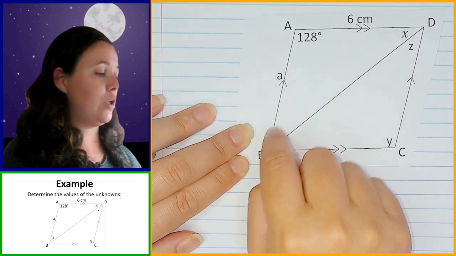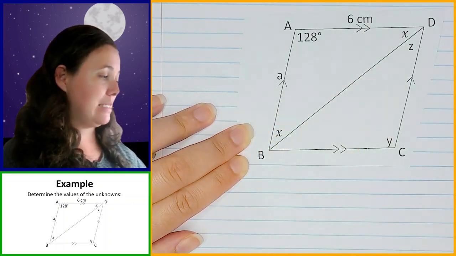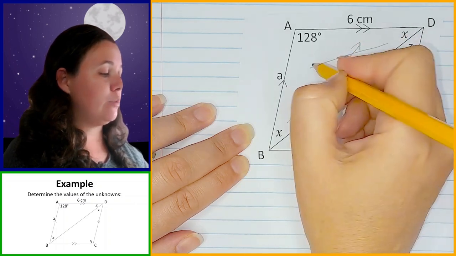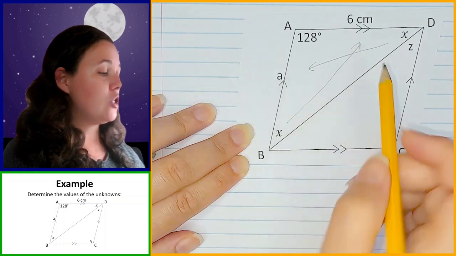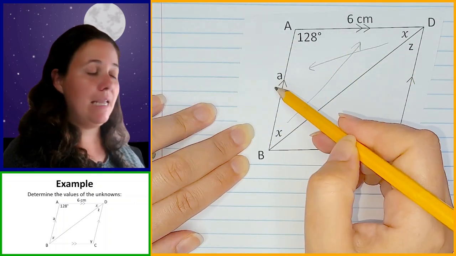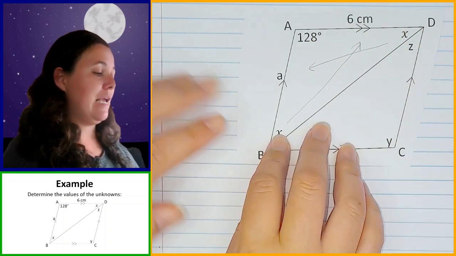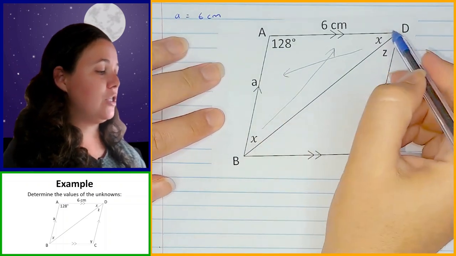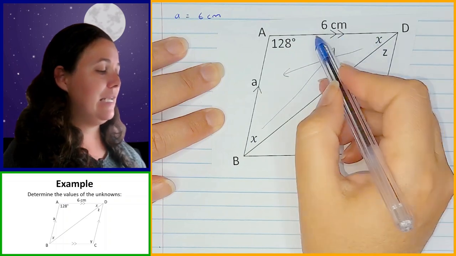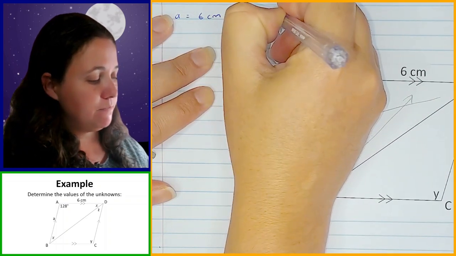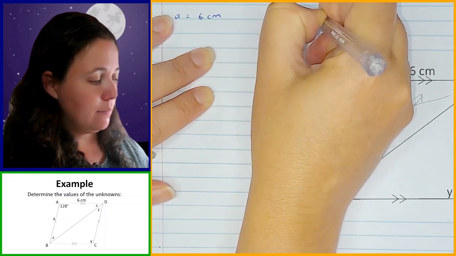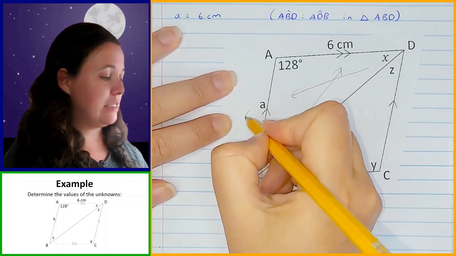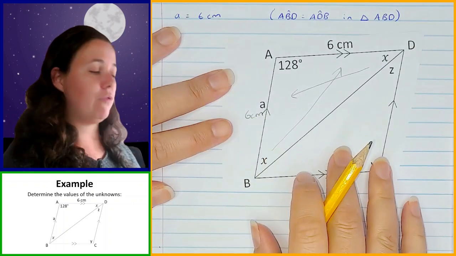Now, we learned when we were doing the triangle section that when you have two angles that are the same size, then the sides opposite those angles will be the same length, which means that it will then be an isosceles triangle. So in this triangle over here, I can say that AB, which is A, is the same as AD, which is 6 centimeters. I can say that A is equal to 6 centimeters. And my reason for that is because in this triangle ABD, angle ABD is equal to angle ADB. Okay, so now I know that this over here is 6 centimeters. And remember, whenever you've worked something out, you can then go and write it on your diagram.